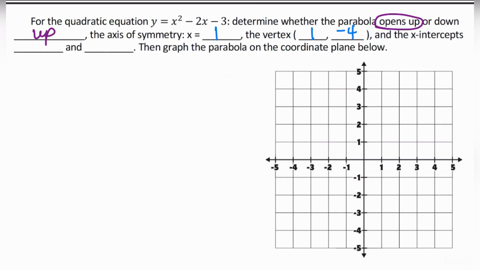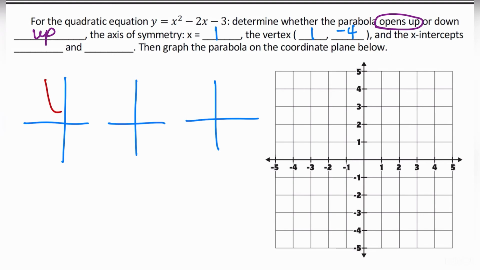Let's talk about x-intercepts for a second. I'm going to draw on the screen 3 coordinate planes. There are only 3 things that are going to happen when you have a parabola. The parabola could completely miss the x-axis and never touch it. The parabola can touch the x-axis at exactly 1 point. Or the parabola crosses the x-axis at 2 points. Those places where it crosses the x-axis, those are what we call our solutions.